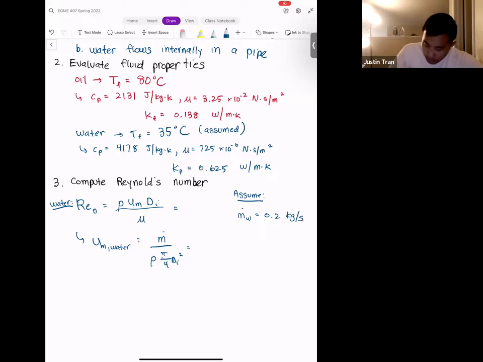Let's plug it in here for u_m. We know the density from the properties, which I forgot to write down, but it's one of the properties that we looked up from the table. If we plug that in and we plug in the diameter, we get a Reynolds number of 14,050. Since this number is greater than 2,300, we know that the flow internally in this pipe is very turbulent.